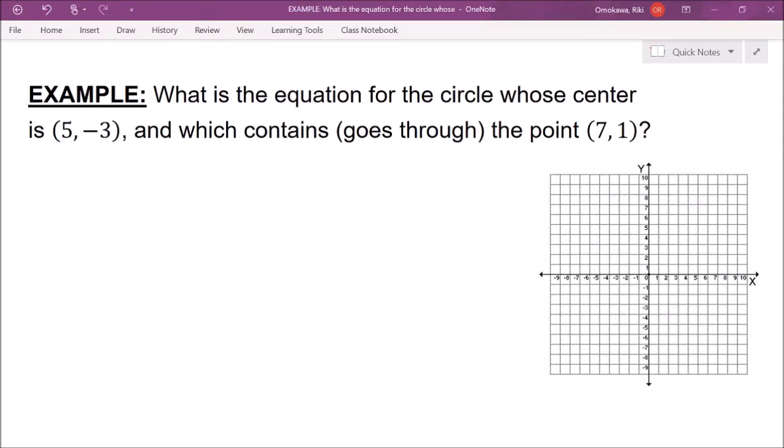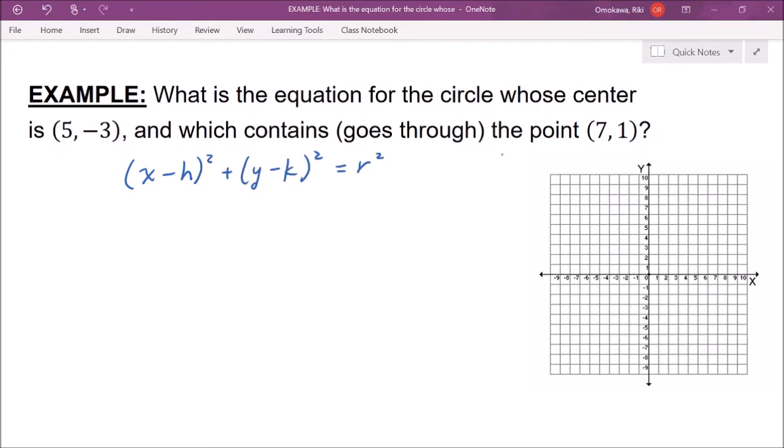Now let's go over a couple of examples involving equations of circles. And this example says, what is the equation for the circle whose center is 5, negative 3, and which contains or goes through the point 7, 1. So first of all, take note what they're asking for. They're asking for an equation of the circle they're describing, right? And we know what an equation of a circle should look like. So here's the general form of it, right?